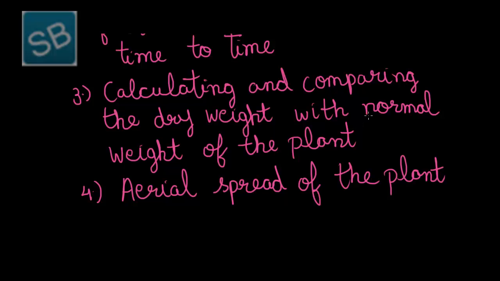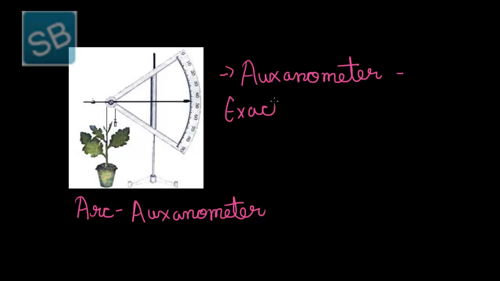In order to calculate the exact measurement of growth, an instrument known as arc auxanometer is used. This is a figure of the instrument, that is, arc auxanometer. As said, this instrument is used for the exact measurement of the growth of the plant.